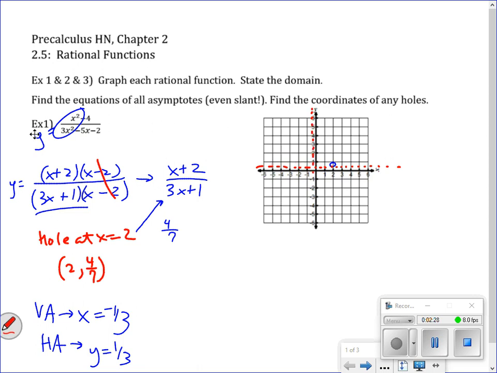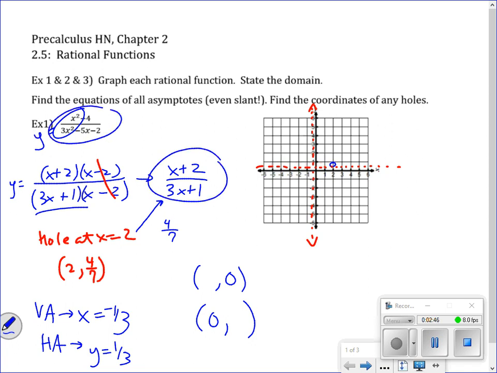So over here, -1/3. Okay, and to find the x-intercept and y-intercept: if you want the x-intercept, you let the y value be 0. If you want the y-intercept, you let the x value be 0. So if I let the x value be 0, either in this problem or this guy right here, I get 2/1, which is 2. So 0, 2. Okay, and then for the y value being 0, if I set this equal to 0, that's when the top is 0. So x plus 2 equaling 0 would be x equaling -2. So -2, 0.